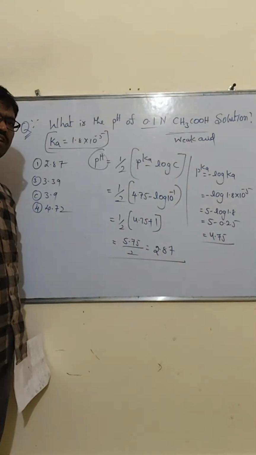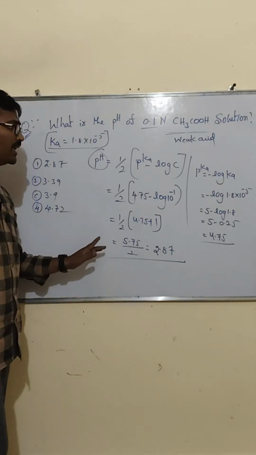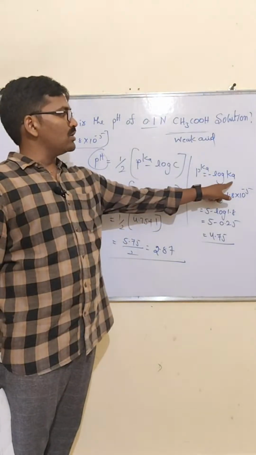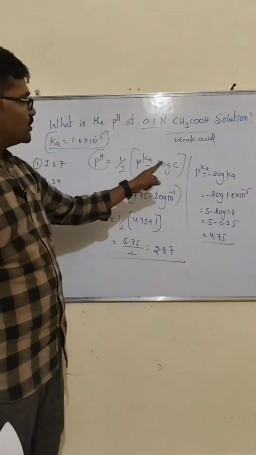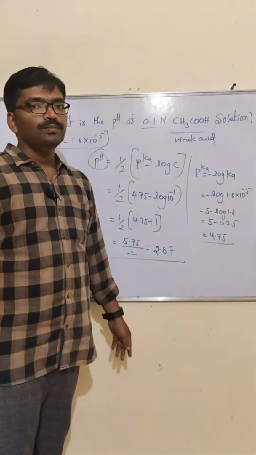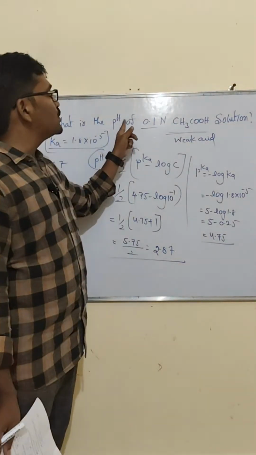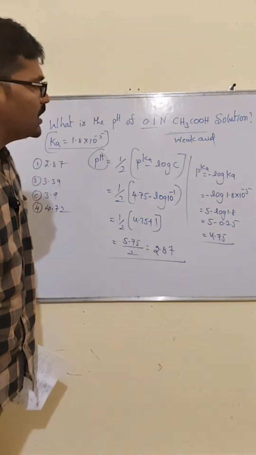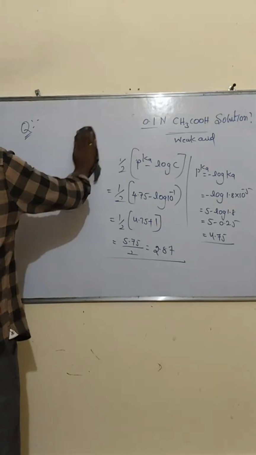This is very, very important. If pKa is not mentioned in the question, then pKa equals minus log Ka. You have to take the formula and substitute in the place of Ka to get the pKa value. They frequently ask this type of question: what is the pH of weak acids? When weak acids are given, they will definitely mention the dissociation constant Ka value in it.